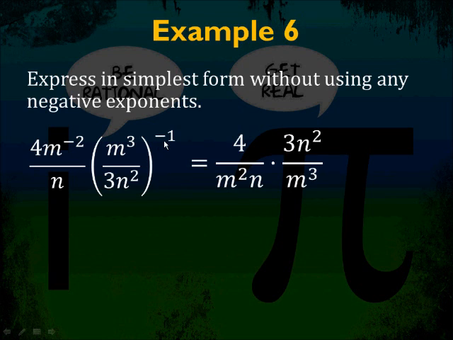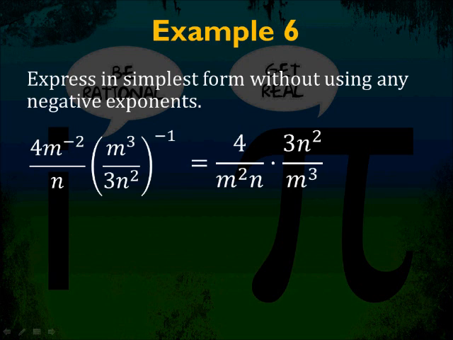The other thing you can do is anything to the negative 1 power is merely the reciprocal, which in this case means you just turn the fraction upside down. So make the numerator the denominator and the denominator the numerator. So that's all I did. So we're left with 4 over m squared n times 3n squared over m cubed.